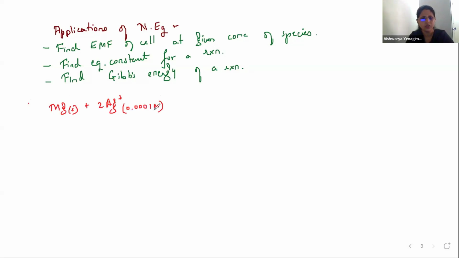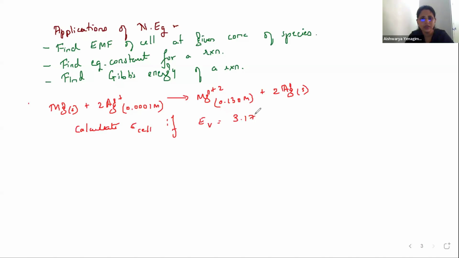0.0001 molar concentration. Here it is Mg plus 2, which is at 0.130 molar concentration, plus 2Ag. Calculate its E cell if EV is equal to 3.17 volts.